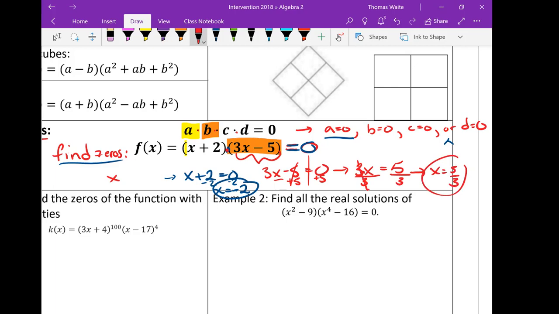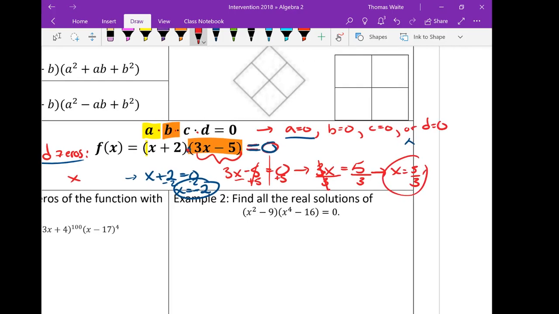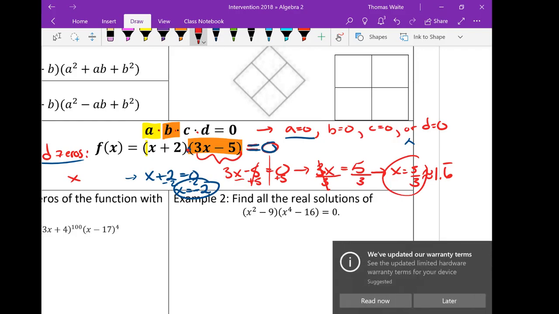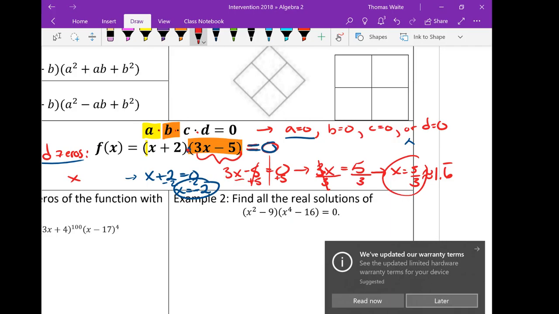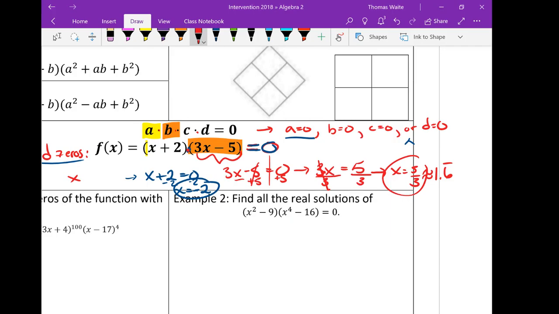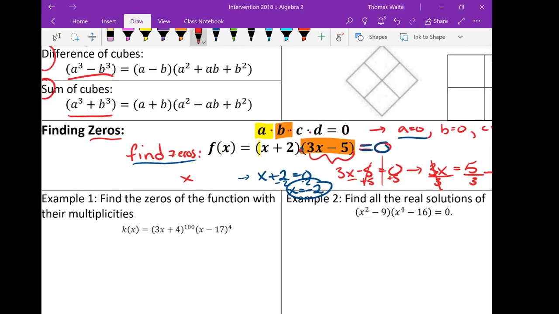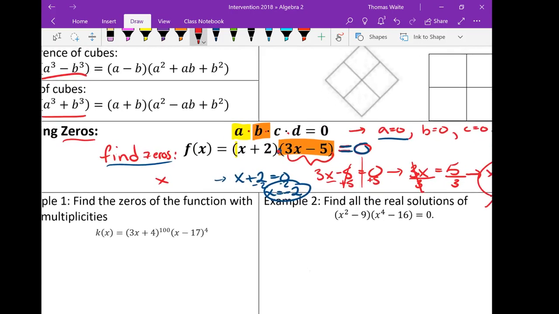And it's okay to leave this as a fraction. If you wanted to include it as a decimal, you could approximate it as 1.6 repeating. Either way is fine. I kind of like to keep it as a fraction because it's more precise and it's nice and tidy. Just 5 over 3. That's a good answer. So those are our two zeros. They asked me to find the zeros. That's what we have to do.